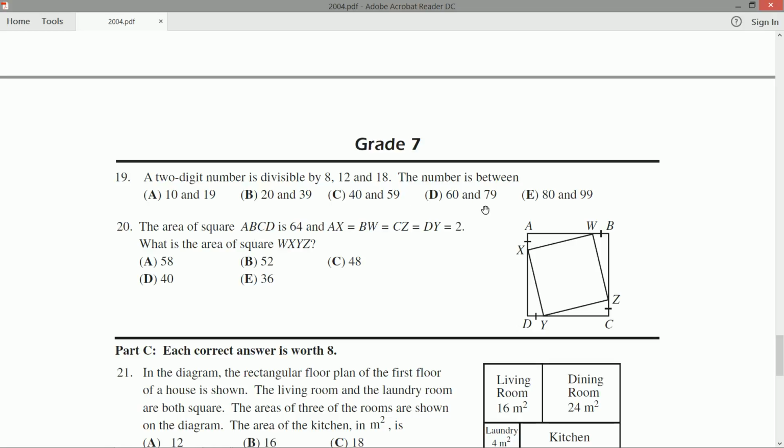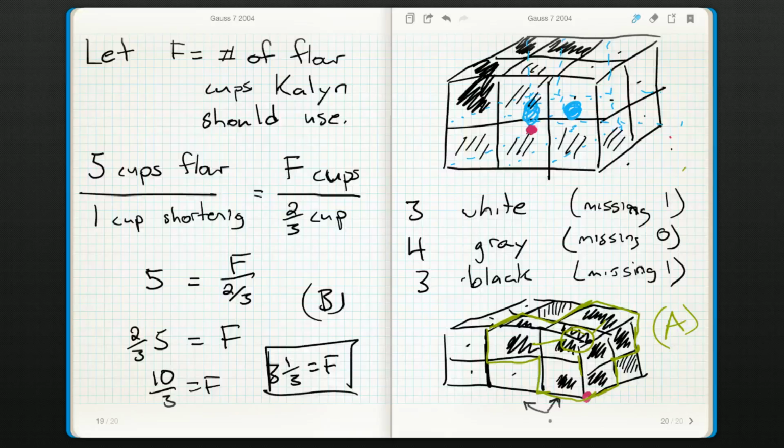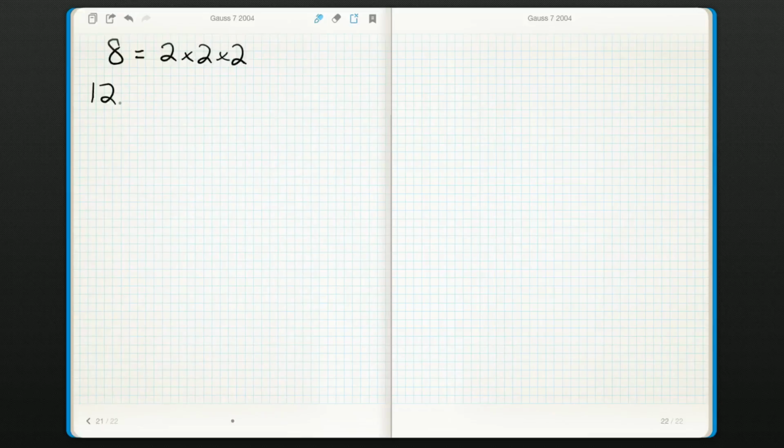So one way to do it is to break these guys down into their prime factors. Of course, first we get ourselves a separate piece of paper. So one way to do this is to write these guys in terms of their primes. 8 is 2 times 2 times 2. 12 is 2 times 2 times 3. And 18 is 2 times 3 times 3.